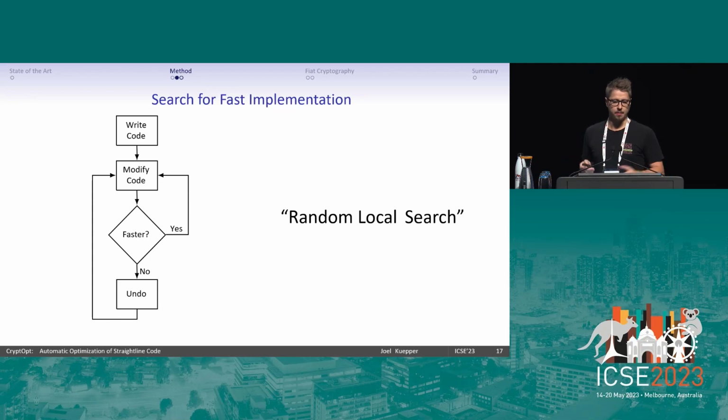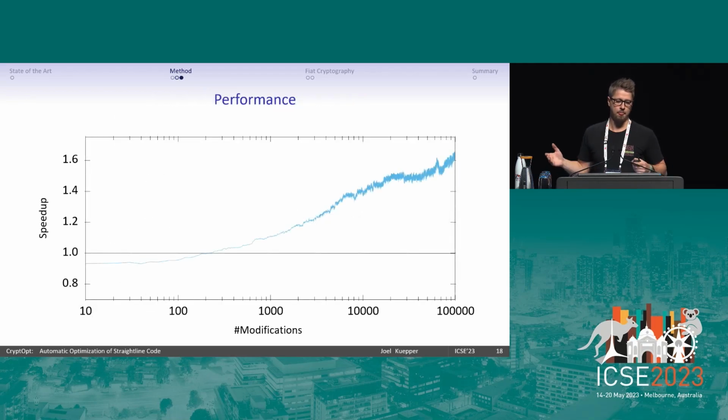If we do that many, many times, the performance can be gradually improved, as we see here. On the x-axis, we see the modifications and mutations that we evaluate, and on the y-axis, we see the relative speedup compared to a Clang baseline. We see that we start a little bit worse than what Clang would produce, and we end up with a speedup of 1.5, 1.6 for one particular primitive.